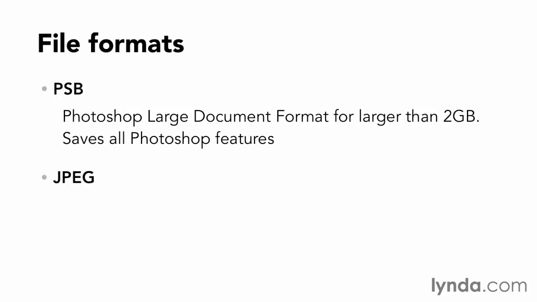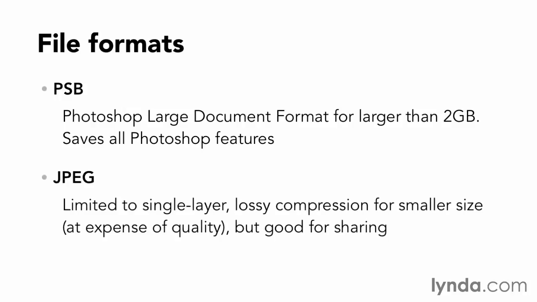Let's talk a little bit about JPEG. JPEG is a flattened format, meaning that it doesn't support layers. It's also compressed, and it uses a lossy compression. So in order for a JPEG file to save space, it throws away information by selectively discarding data. And it selectively discards this information based on the quality settings that you choose when you're saving the file.